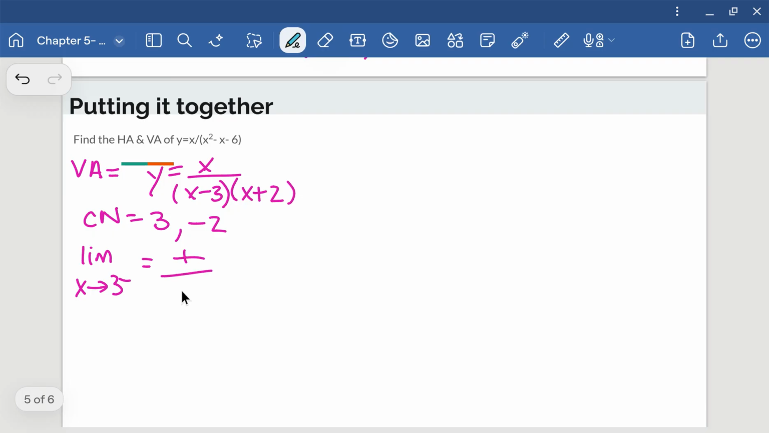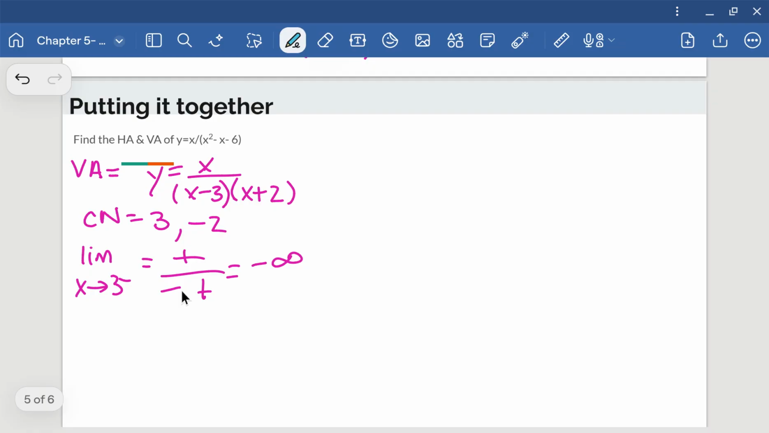And then in the denominator, if we were coming from the left, you'd have a very small negative from the first binomial. And then from the second binomial, you'll get a positive value. So this means you have a positive divided by a negative. So you're tending towards negative infinity.